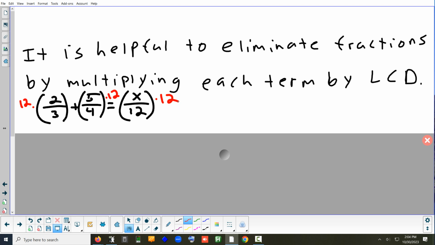I would reduce first. 3 goes into itself once. How many times does it go into 12? 4. 4 goes into itself once, and 4 goes into 12 3 times. And 12 goes into itself once. So let's look at what you're left with. What's 4 times 2? 8. So we have 8 plus 5 times 3, 15. Plus 15 equals, and what's left on the right side?